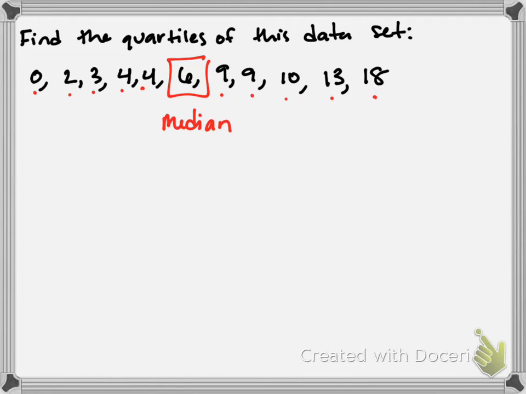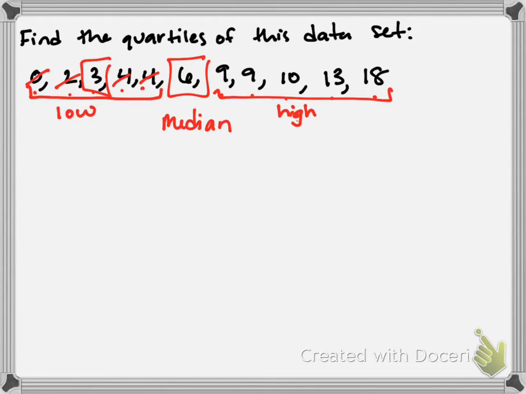So I'm going to ignore the median. All the numbers to the left are my low numbers, and the numbers to the right are my high numbers. So to find the lower median, I'm only going to use the numbers to the left of the median. I'm going to ignore the median and pretend it's not there. And now I'm going to find the median of just the low numbers. So cross off low, high, low, high. I'm left with a 3.